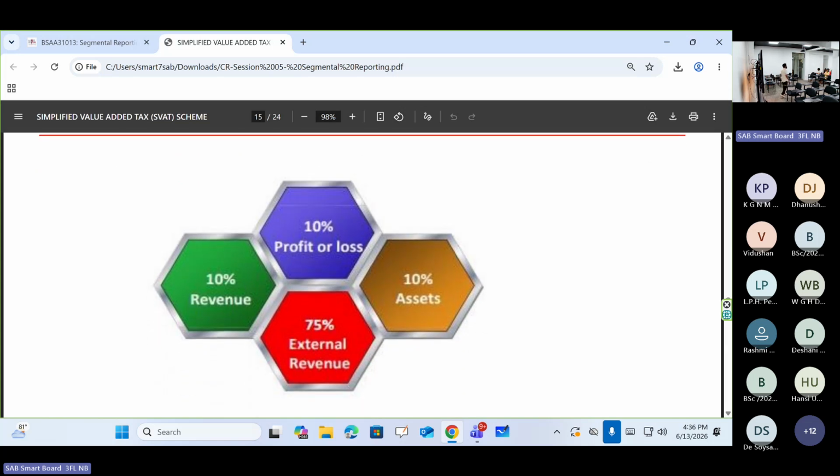So here, what is this? Quantitative threshold.